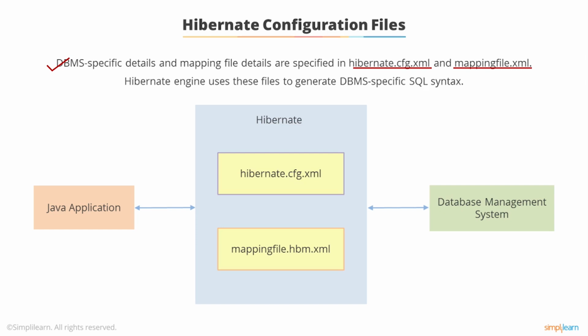So the Java application will have all the configuration for your Hibernate written in the cfg.xml file. You can also have a mapping file if you want to map table names to column names in the XML file, and finally we connect to the database management system.